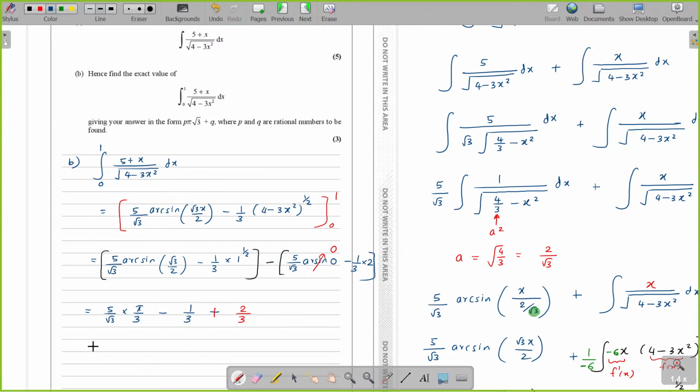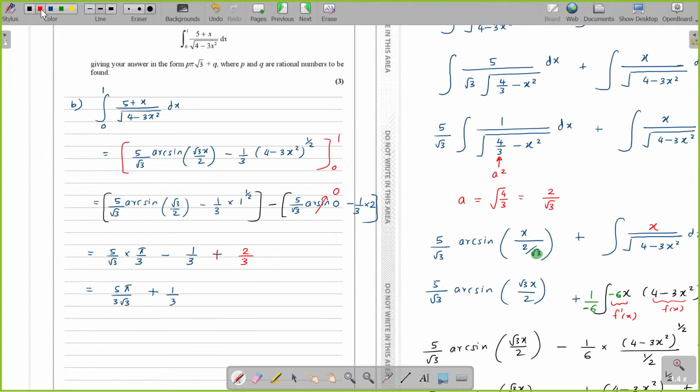So when you add everything, I get here 5 pi over 3 root 3 minus 1 over 3 plus 2 over 3 is plus 1 over 3. I think the root 3 is at the bottom, right? Which means we should rationalize. So you rationalize, which gives you 5 root 3 pi over 3 root 3 into root 3. That's 3 times 3, 9. Plus 1 over 3. Yeah, so we get this. Okay. That's the answer.